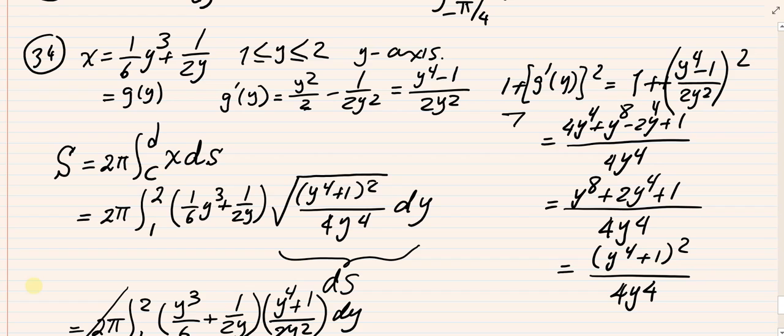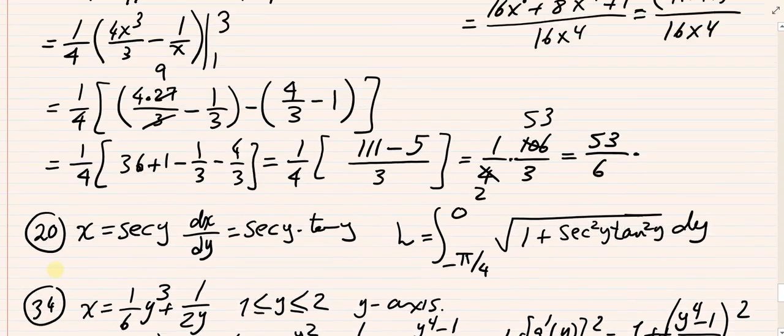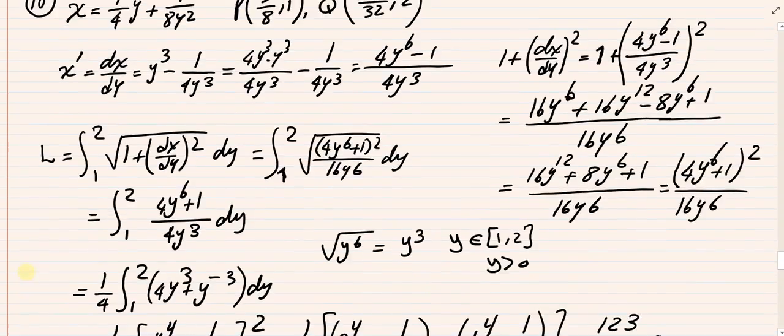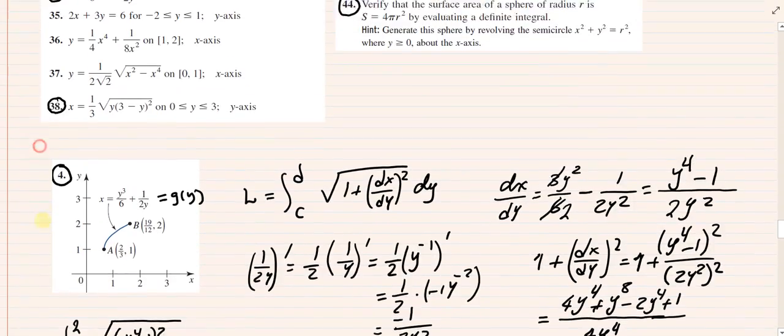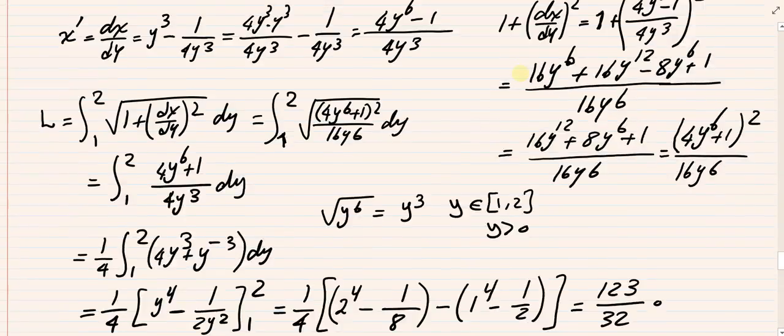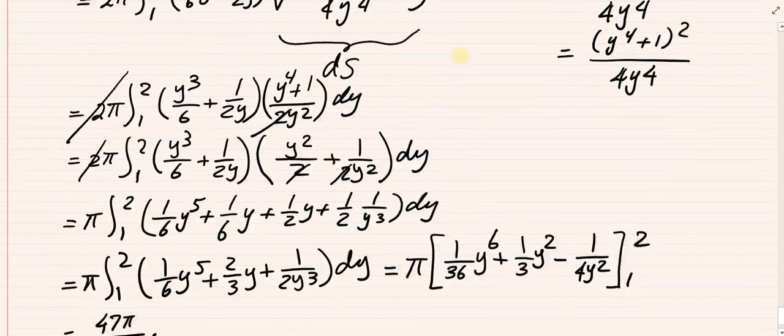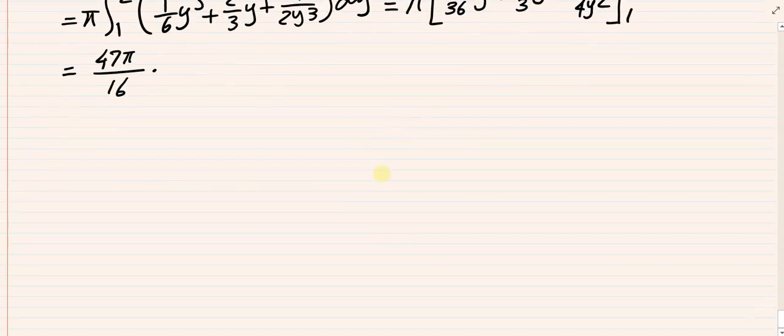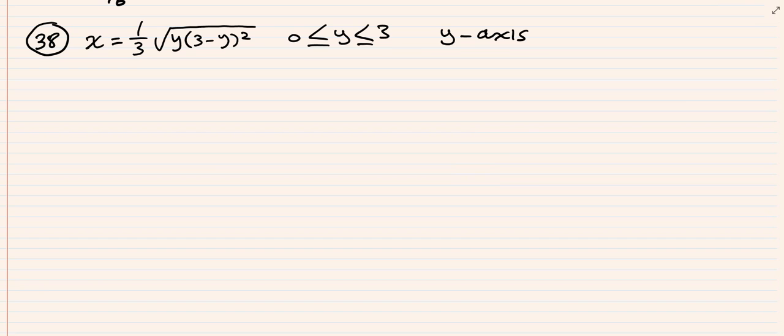Okay. Now following number 34, I believe the next one was number 38. Yeah, this one. Number 38, 1/3 square root of y. Let me write this one down. Okay, well, let's do this one. We're going to revolve this curve about the y-axis.